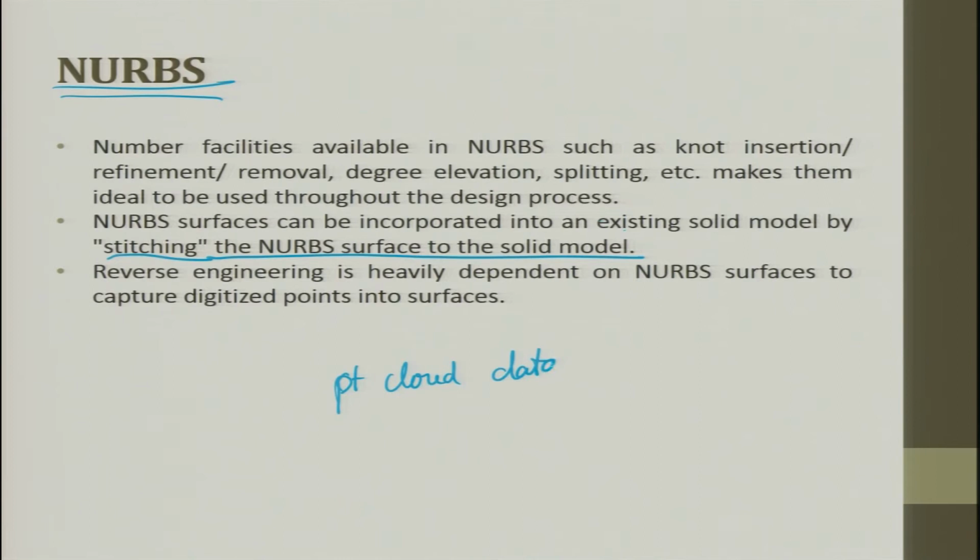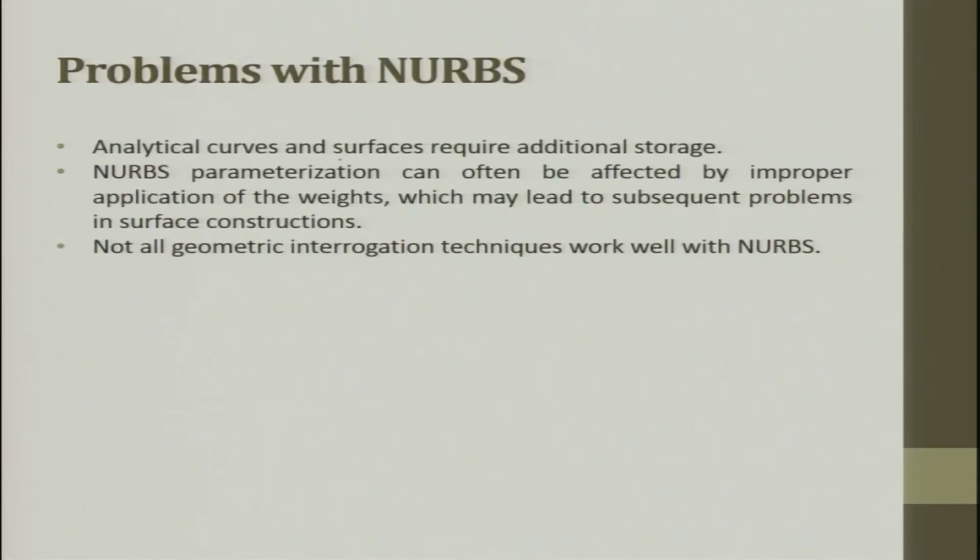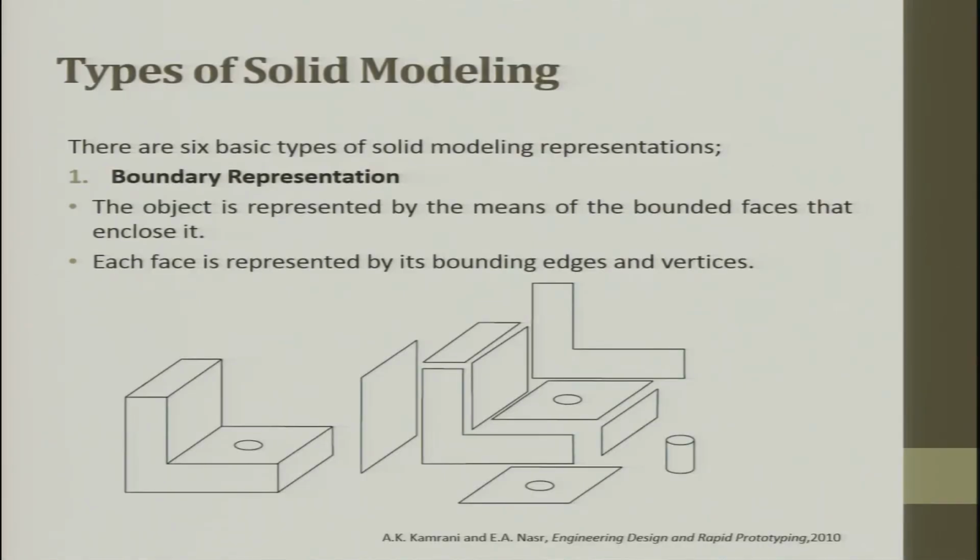So, the problem with NURBS is that analytical curves and surfaces require additional storage. NURBS parameterization can often be affected by improper application of weightages, which can lead to subsequent problems in the surface construction. Not all geometric interrogation techniques work very well with NURBS. So, NURBS also has its own difficulty.